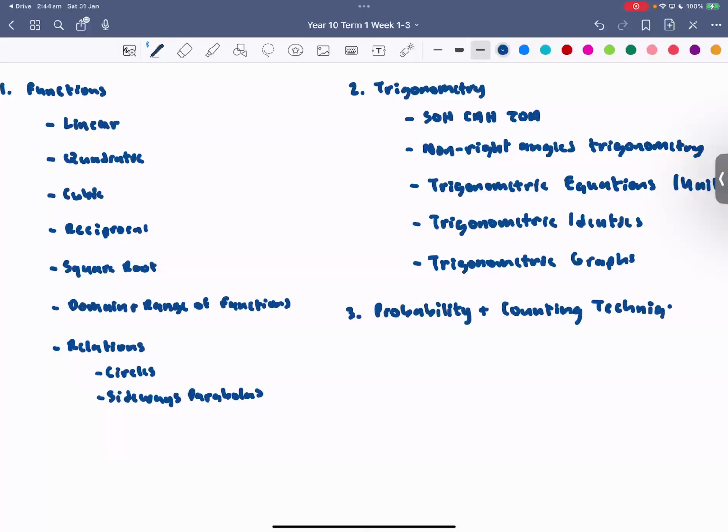Counting techniques is not 1, 2, 3, 4, stuff like that. Counting techniques is something like permutations and combinations, like the number of arrangements and number of different selections. Yeah, so that's what it is.